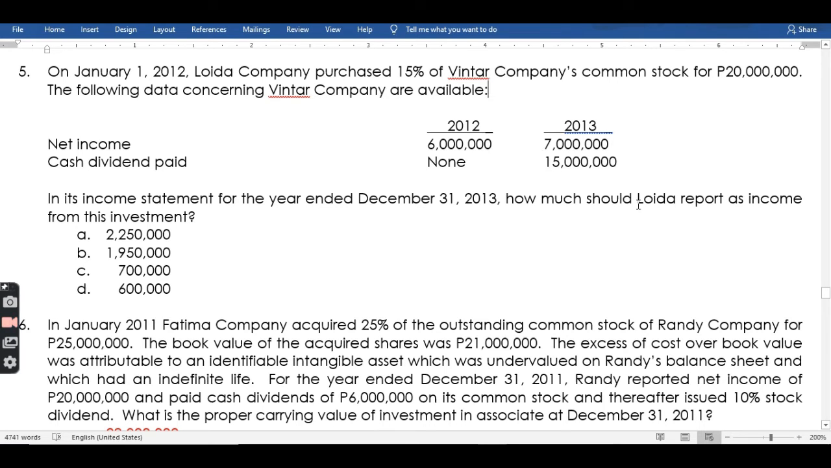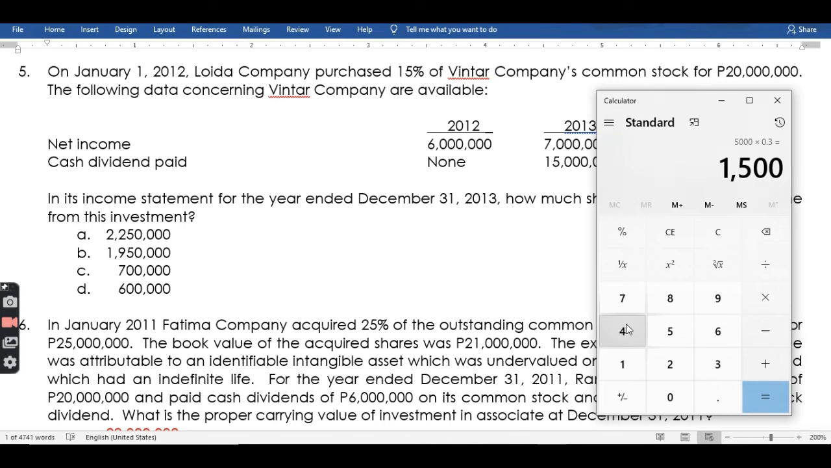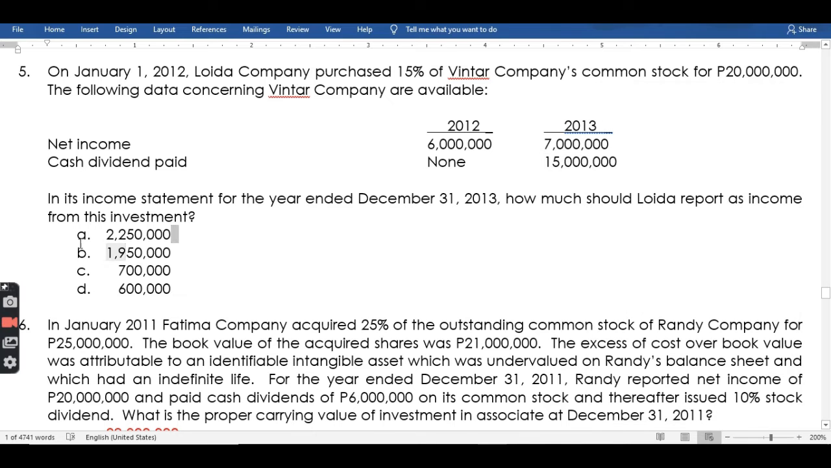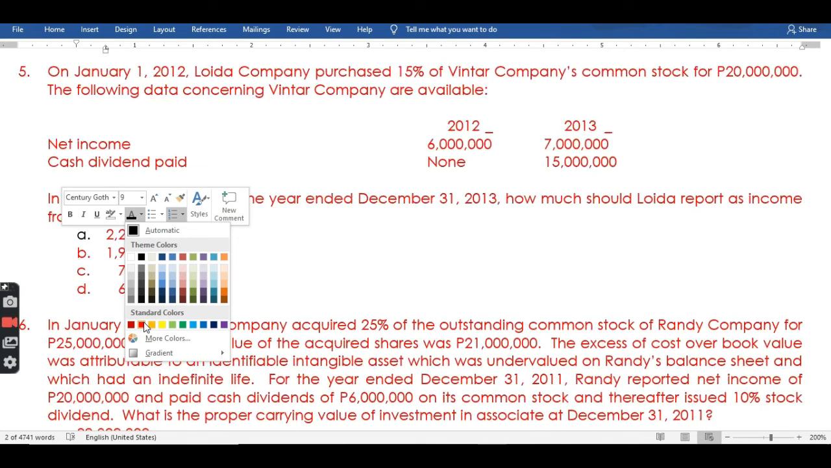So for 2013, magkano daw i-record na income from this investment? So ang income lang na kukunin natin will be based on this particular dividend lang. Hindi natin papakialaman yung net income. Okay, so ang gagawin natin dyan, compute natin, that's going to be 15 million, tapos multiply natin ng 15% or 0.15. So that's going to be 2250. So that's going to be letter A. So yan yung answer natin dyan.